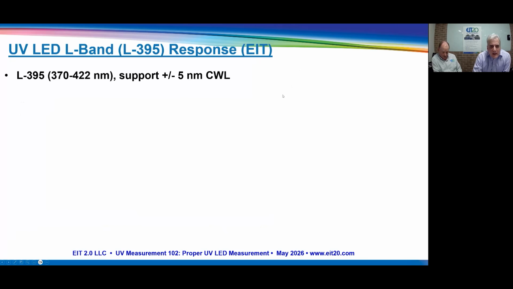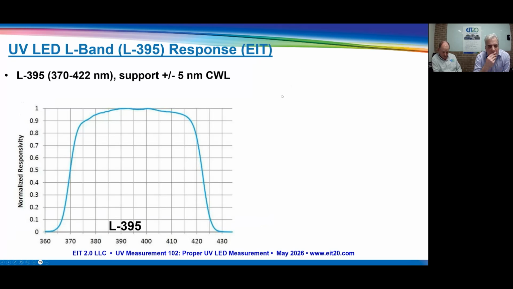For the LED bands, it's a little bit more encompassing here. If you remember the discussion that the LEDs have a center wavelength of 395 in this case, and then plus or minus 5 nanometers, so we have a very broad distribution we've got to cover here. This is a good example of how we do this. Here we have a picture of the 395 responsivity curve.